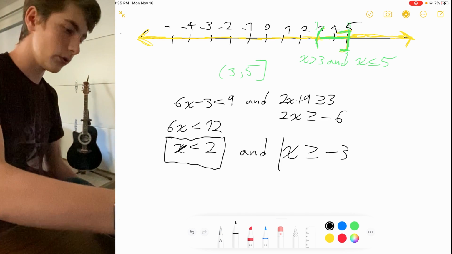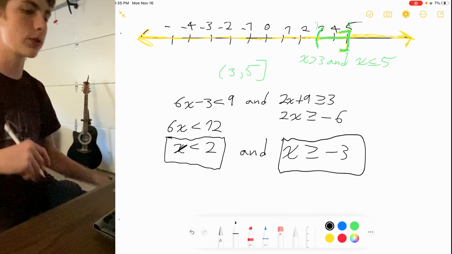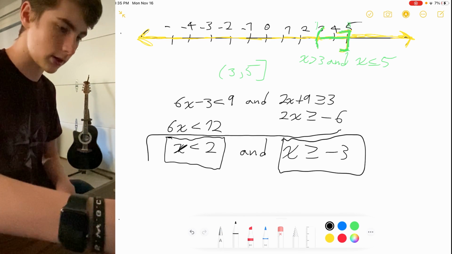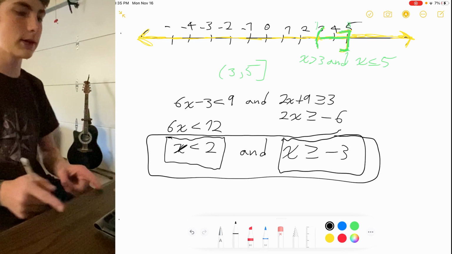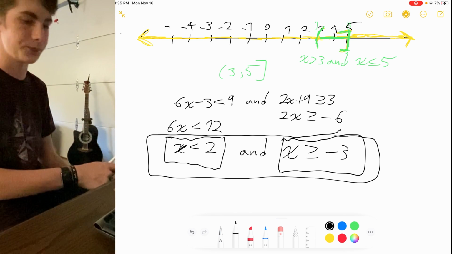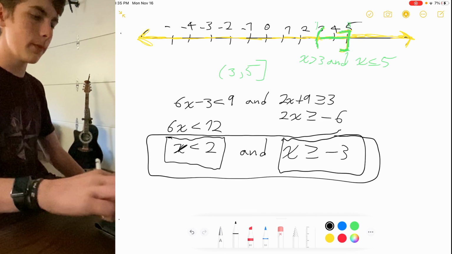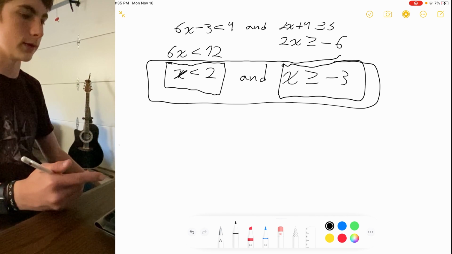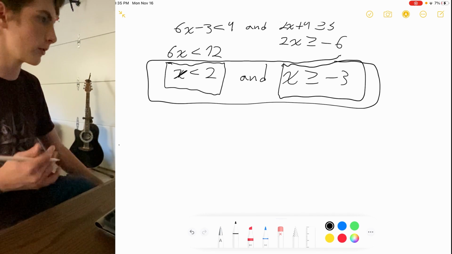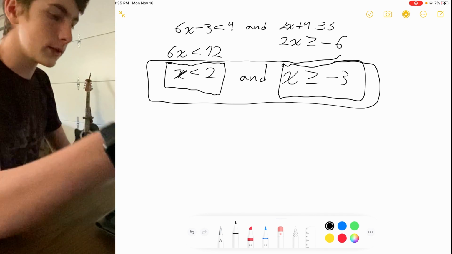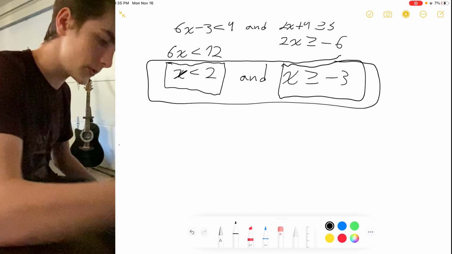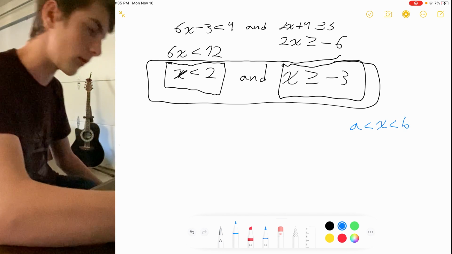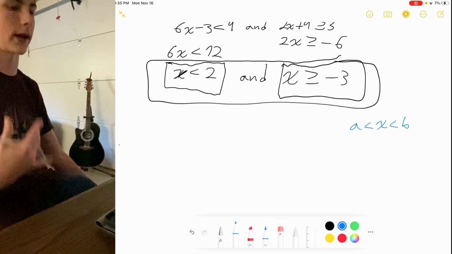So now we have both of these answers, and it turns out that our answer to the whole thing is actually just this all together, right? x is less than 2 and x is greater than or equal to negative 3. Okay, so it's pretty simple. It turns out there's another way we can write this, which is sometimes easier and quicker and used a lot. We call this the double inequality, and it's of this form: a is less than x is less than b, right? Or greater than or equal, that kind of thing.